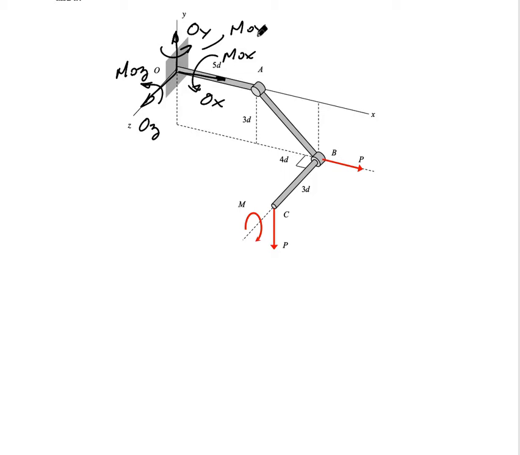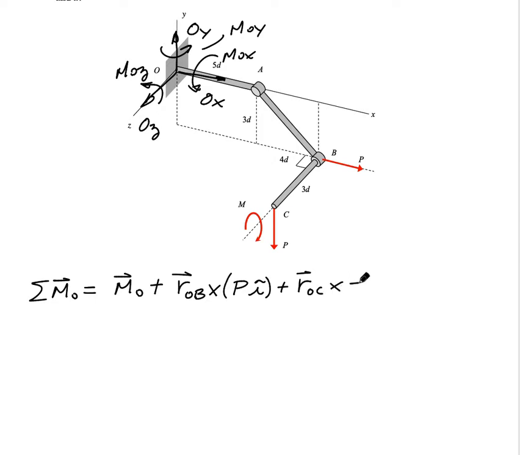So, we'll write down our moment equation first about O. There will be the couple at the wall there of MO. We'll have a vector which goes from O to B crossed with the force that's acting there at B, that's PI. We have the vector which goes from O to C crossed with the force of minus PJ. And then we have the minus MK. That resultant moment must be equal to zero.